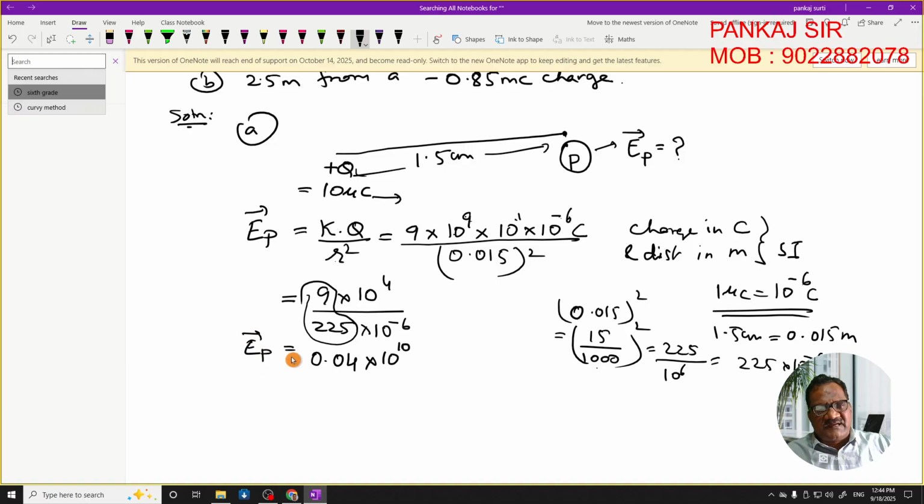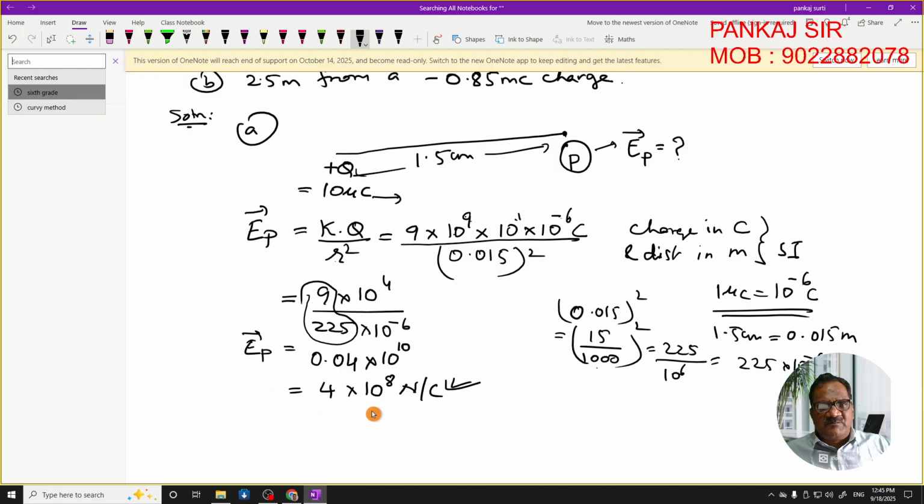Now if I want to write it in scientific notation, let me write this as 4 into. To make this 4, I'll multiply by 100, so I'll also have to divide by 100. So 10 raised to 10 upon 100 will be 10 raised to 10 minus 2, which is 8. So the answer will be 4 into 10 raised to 8, and the unit of EP is Newton per coulomb. Okay, so this is the answer for the magnitude of the electric field at this point P.